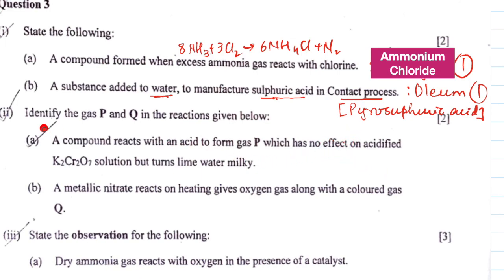Now let us check question 3 second part. Identify gas P and Q in the reaction given below. A compound reacts with an acid to form gas P, which has no effect on acidified K2Cr2O7 but turns lime water milky, which means this gas is carbon dioxide. So we write it as carbon dioxide. This is your question 3 second part, and that should give you your 1 mark.